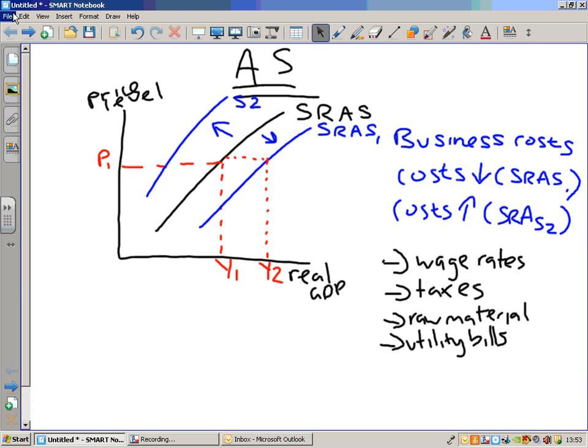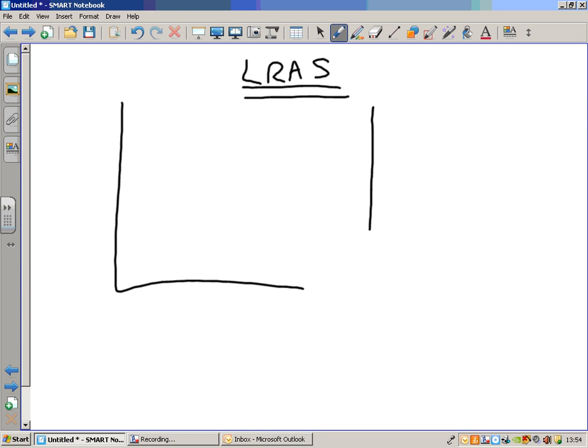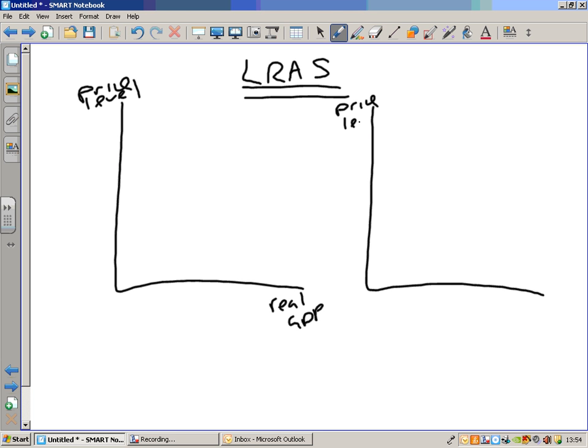What we need to build up now is a long run aggregate supply curve. So we've seen how supply can shift in the short run. Let's think about how it can shift in the long run. Now we've got two different schools of thought, and we'll introduce both of them. So again, we've got price level, and we've got real GDP. Let's label this axis as well so we can see it on both.